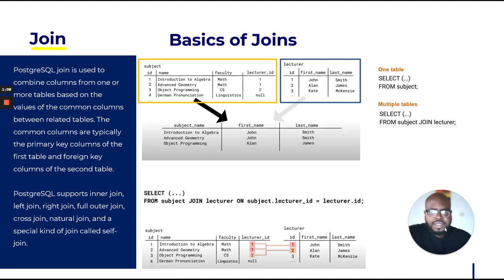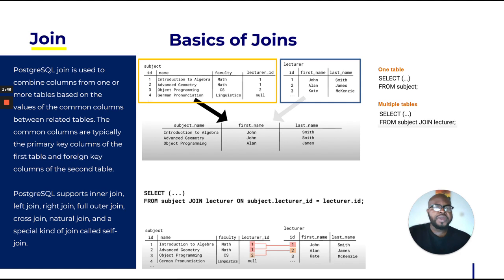An example is on the slide. We have two tables, subject and lecturer. And if we're interested in getting the first name and the last name of each lecturer for each subject, as we can see here, we would need to look at two different tables. We need to look at the subject table where we can get the subject names, and we'd also need to look at the lecturer table where we can get the first name and the last name. So we're going to be combining two different tables just to get our results. And this is where joins come in.